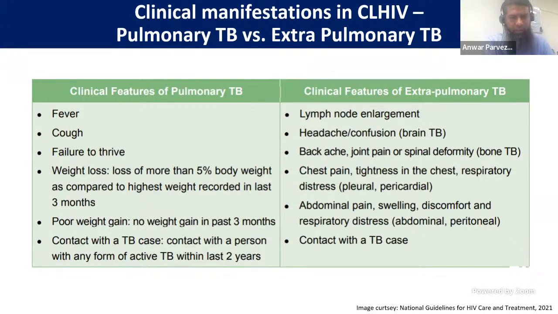Clinical features are again what we saw in the beginning. From the 4-symptom complex, these two things are different: failure to thrive and weight loss or poor weight gain, and/or history of contact with a TB case. And in extrapulmonary TB, the signs and symptoms depend on the site involved outside the lungs.